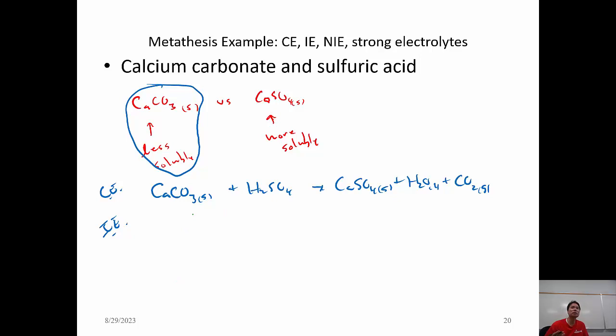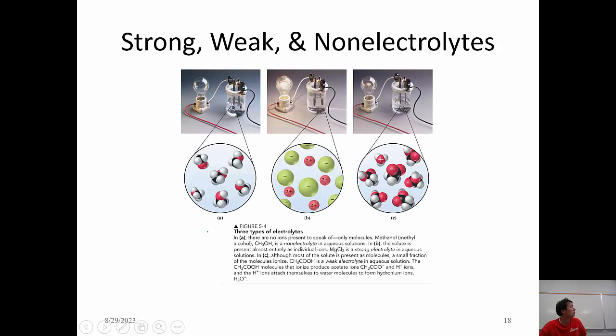In the ionic equation, we only ionize, we only break apart the strong electrolytes. Can you remind me what the strong electrolytes are? Strong acids and bases. Yeah. The strong electrolytes are shown in the center here because these fully light up the light bulb. The strong electrolytes are the strong acids, strong bases, and the soluble salts.